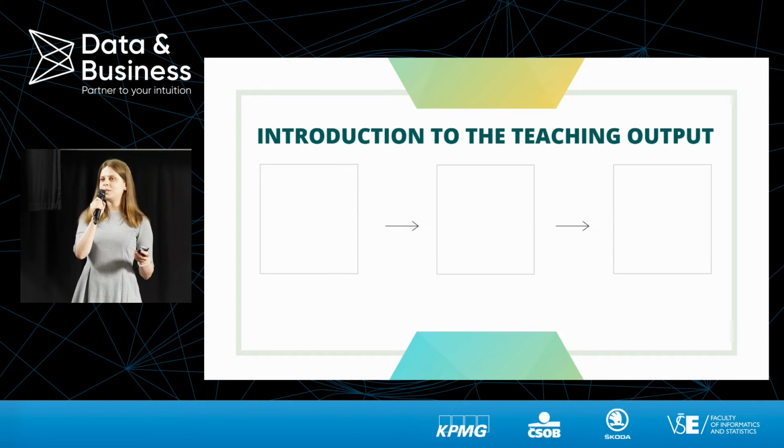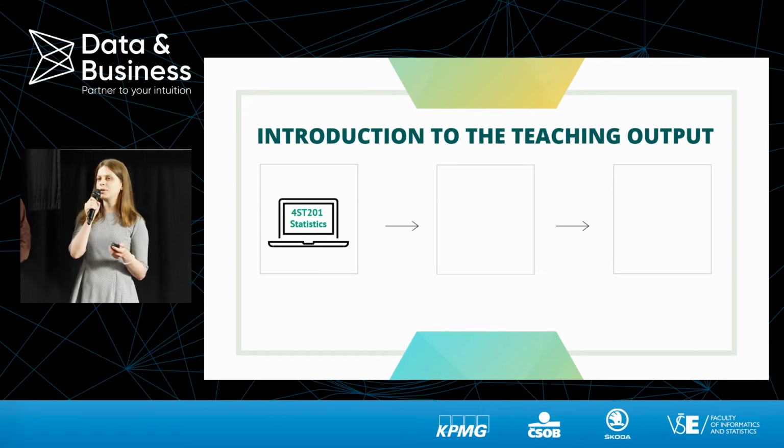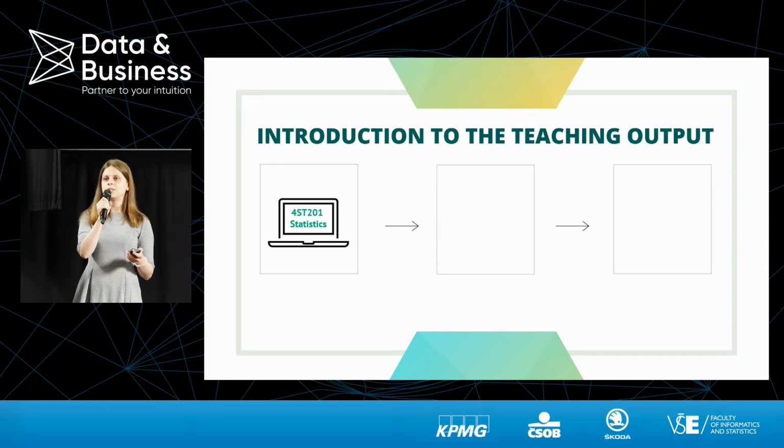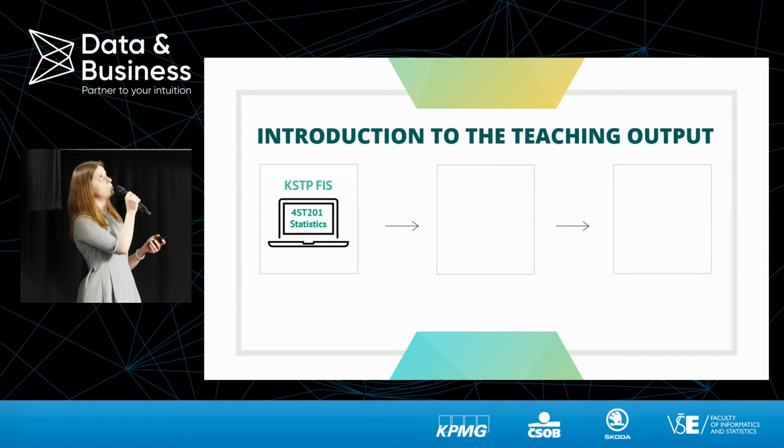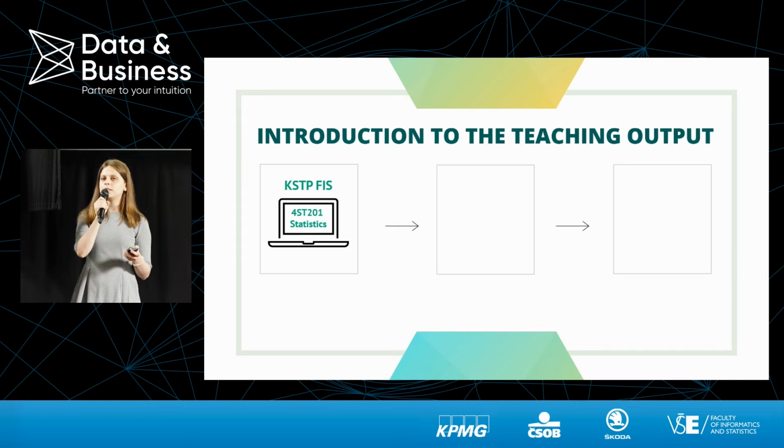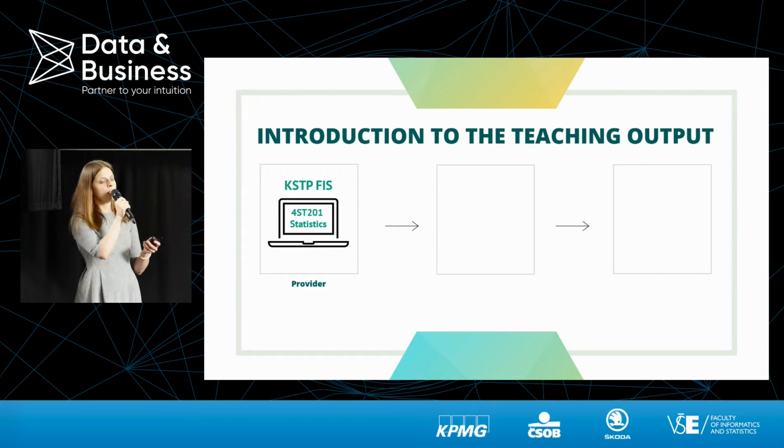Now, let me briefly explain what teaching output means. As an example, let's have a look at the course called Statistics that is taught by the Department of Statistics and Probability at our faculty. We call this department a provider. Providers are those departments who teach specific courses to a wide audience.